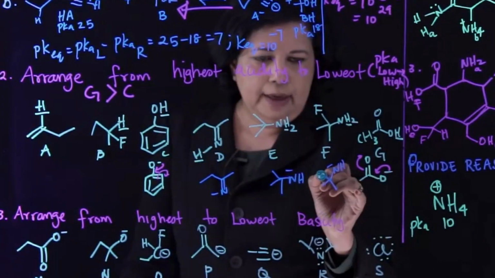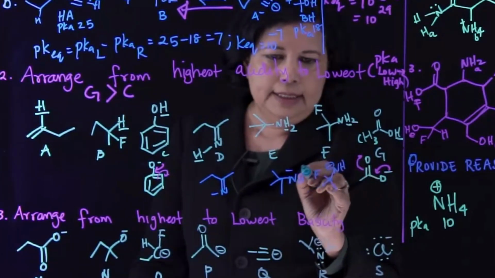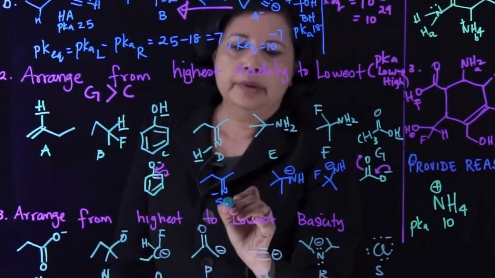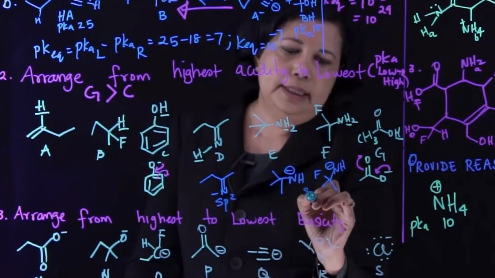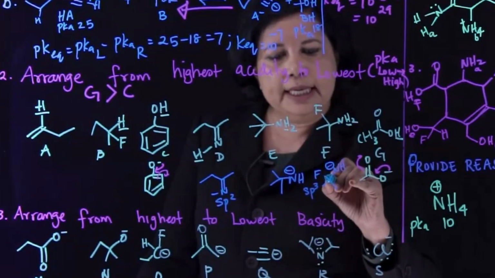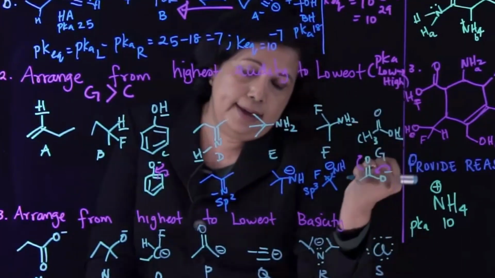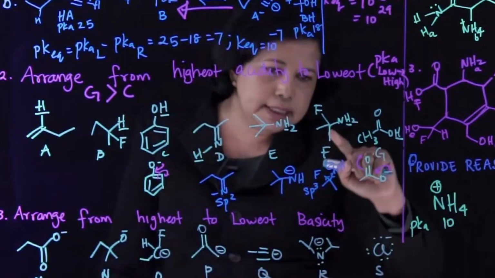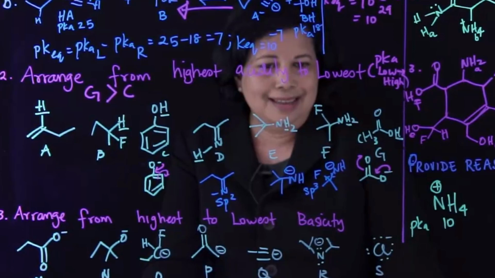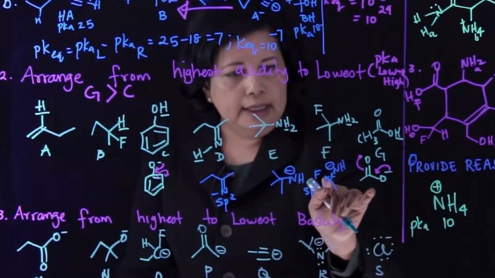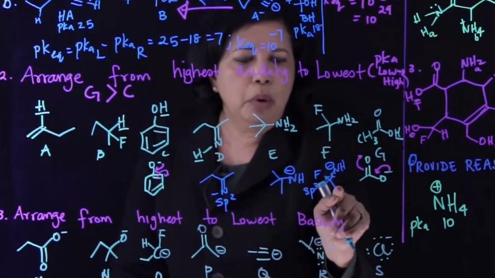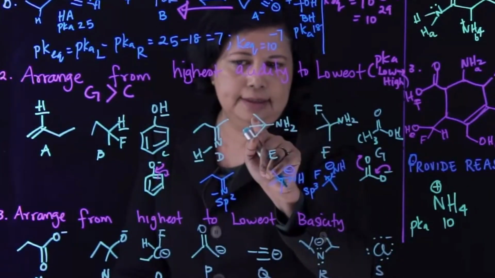Over here, we have a fluorine. So what's the difference between this and this? This is sp2. These two are sp3. Of these, this one has a fluorine that can pull electron density in and stabilize it through the sigma bond with an electron-withdrawing inductive effect. So therefore this is going to be a little bit more stable than this. Therefore it's going to be more acidic than this.